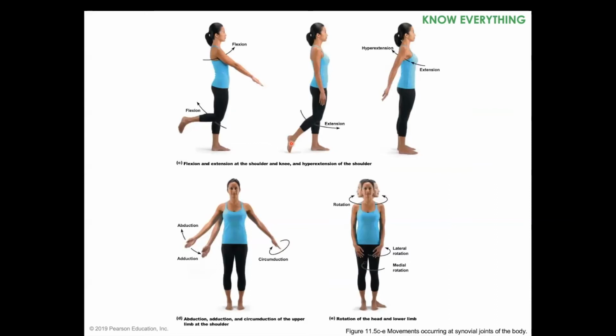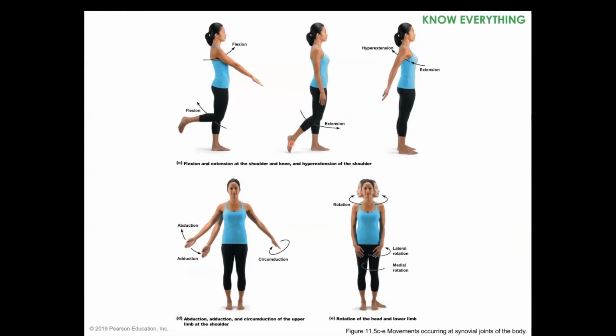Okay, so at the top, we see knee flexion and knee extension. Flexion being bending the knee and bringing the lower leg back behind you, and extension being the straightening of the leg. We also see shoulder flexion and extension. Shoulder flexion is raising the arm up in front of you, and extension is going to bring the arm down and behind you.